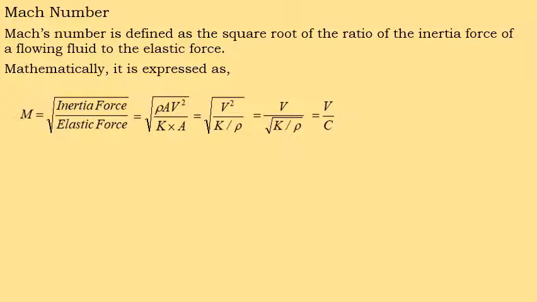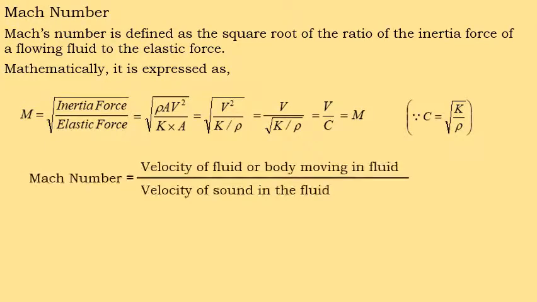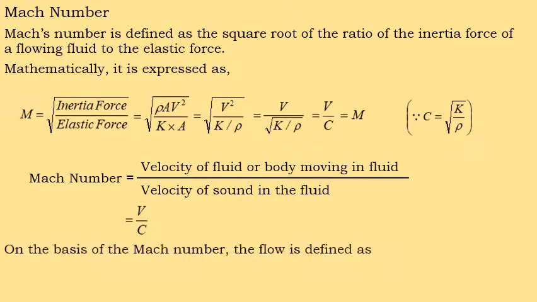In the last lecture we derived expressions for the relation between the velocity of the sound wave, bulk modulus and density. According to that relation, the velocity of the sound wave is given by the square root of K by rho. For that reason, here it is taken as V by C, and that is equal to the Mach number. Once again, the Mach number is the ratio of the velocity of the fluid or body moving in the fluid to the velocity of sound in the fluid. So M is equal to V by C.